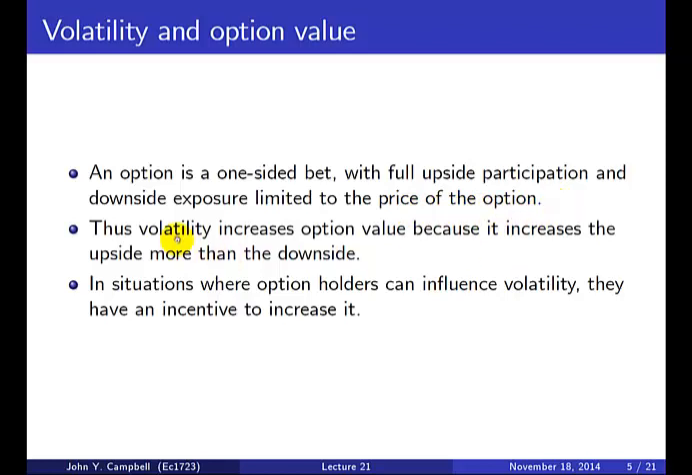So the reason that volatility increases option value for both puts and calls is that it increases the upside more than the downside. The volatility effect on the underlying security price is symmetrical, but for the option holder, it's a one-sided bet, so you win more when you win than you lose when you lose. What this also means is that in financial situations where option holders can influence volatility, they actually have an incentive to increase it. Why? Because increasing volatility will increase the value of the options that they own.